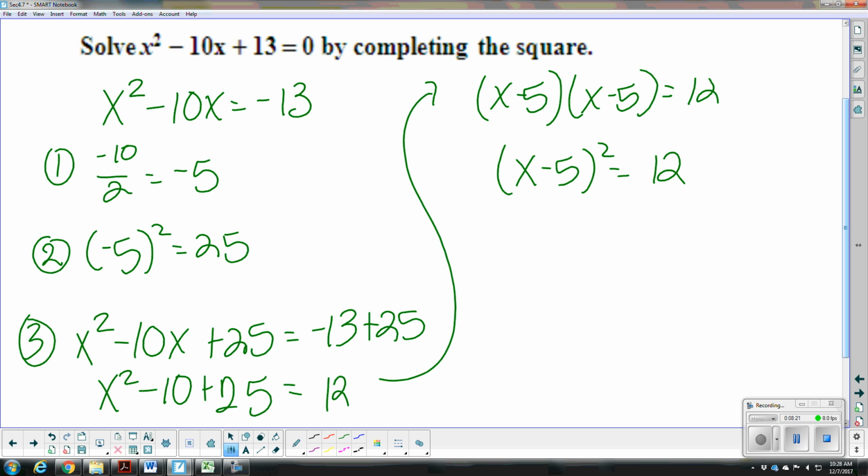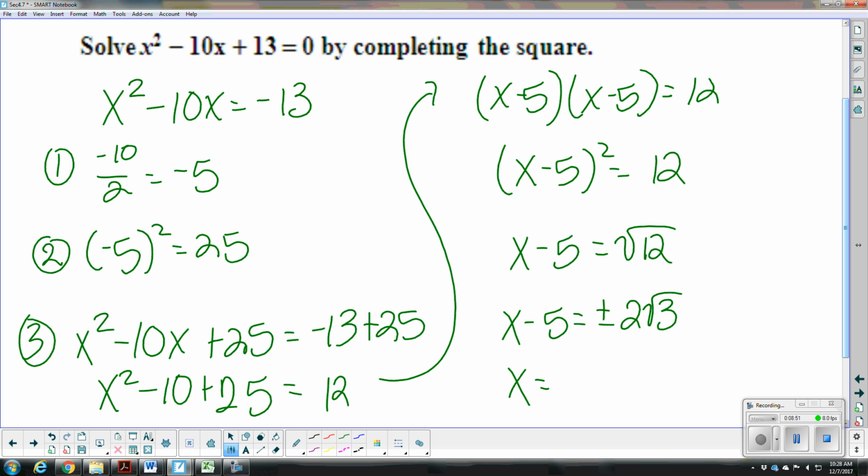Now I want to solve for x. That's my goal. So in order to do that, I can take the square root of both sides. So I get x minus 5 is the square root of 12. And then I can simplify the square root of 12. So x minus 5 equals positive or negative 2 times the square root of 3. So I get x equals positive or negative 2 times the square root of 3 plus 5.